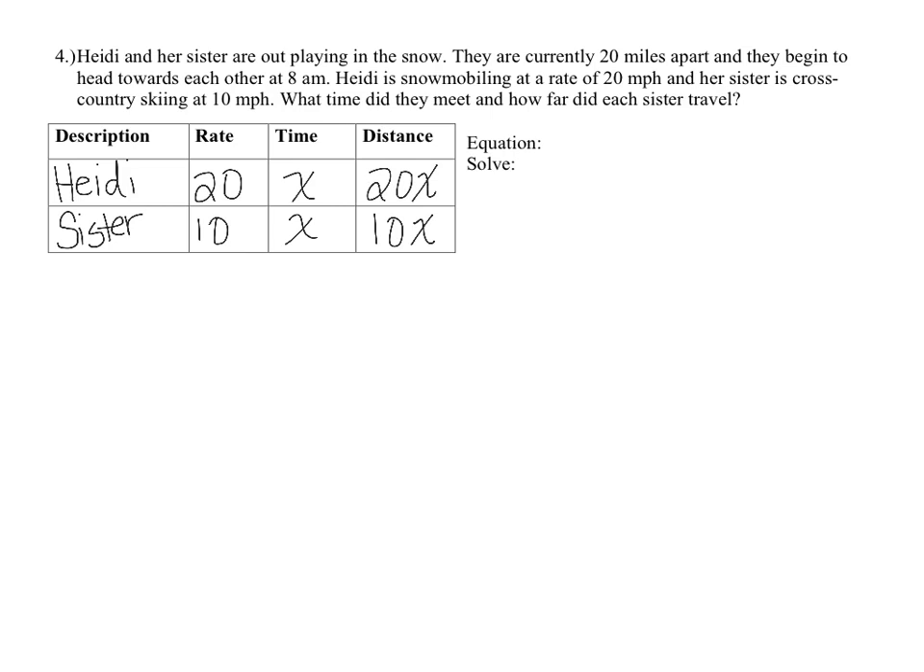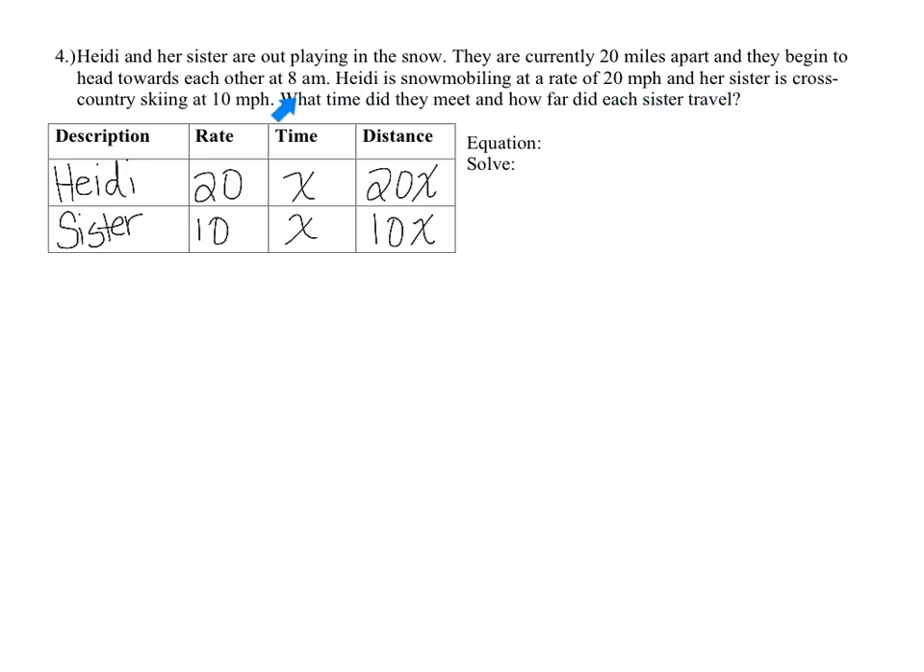So here we go. We have Heidi and her sister, and it says they are currently 20 miles apart. That is not each person's distance. They are currently 20 miles apart. They begin to head towards each other at 8 a.m. Now, remember, 8 a.m. is not the time we put here. I put in two x's because they both left at 8 a.m. and they're traveling towards each other. All right, and they're 20 miles apart. Heidi is snowmobiling at a rate of 20 miles per hour, so that's where the 20 came from, and her sister is cross-country skiing at 10 miles per hour. What time did they meet, and how far did each sister travel?